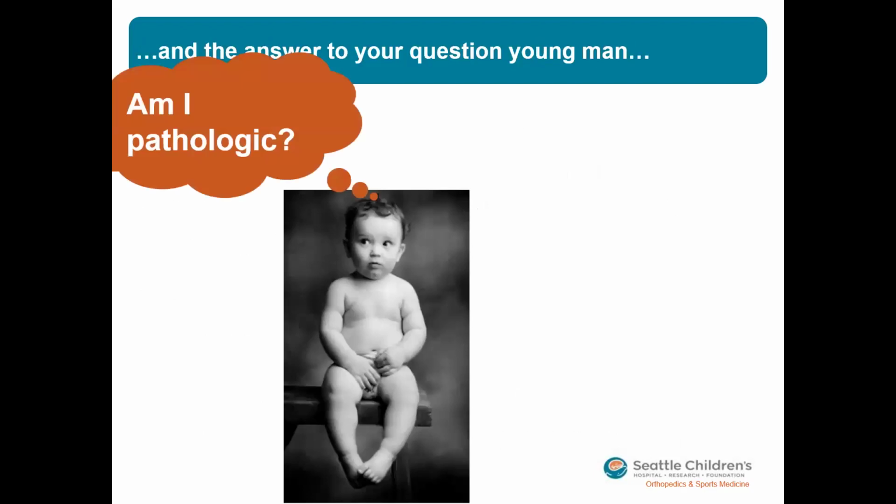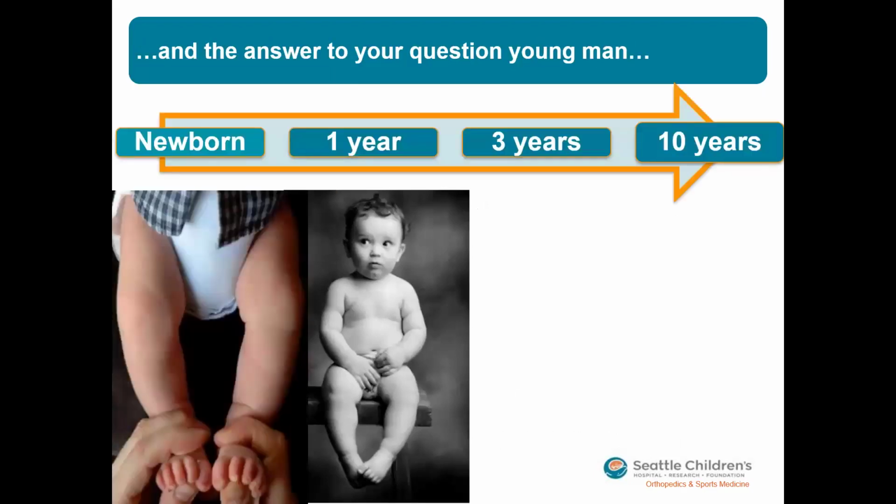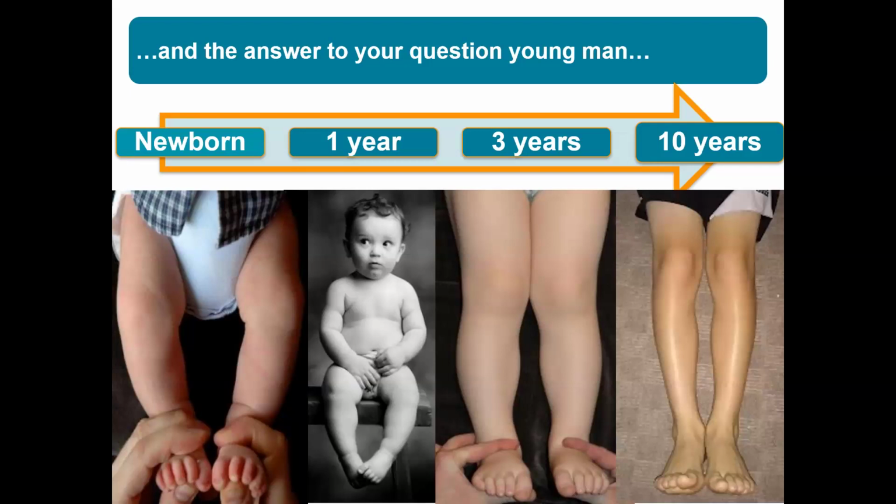So let's answer this kiddo's question. This is your newborn. Got a fair amount of bowing. This is him at 1 year. Still has some bowing. Toes are pointing in. This is him at 3. He's got knock knees. And then this is him at 10. He's back to being bow-legged. That is a normal progression in a normal kiddo.